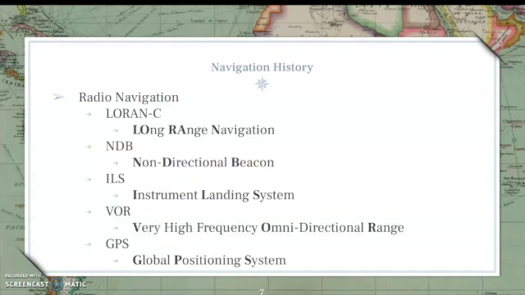Then we began to use radio navigation, and there are a whole lot of radio navigation evolution pieces on their own. The types that we're going to briefly cover include Loran C, which is long-range navigation, NDB, which is non-directional beacons, ILS, which is the instrument landing system, VOR, which is the very high-frequency omnidirectional range, and GPS, the global positioning system.